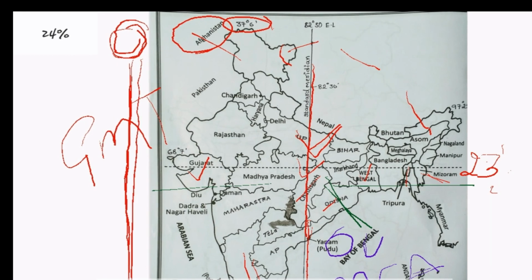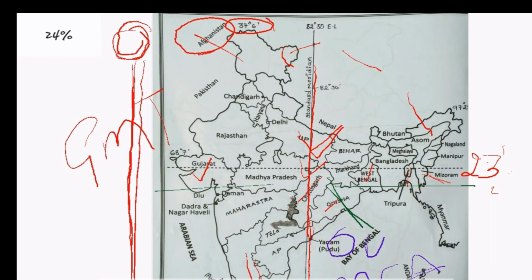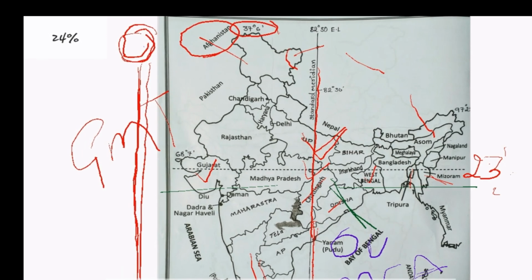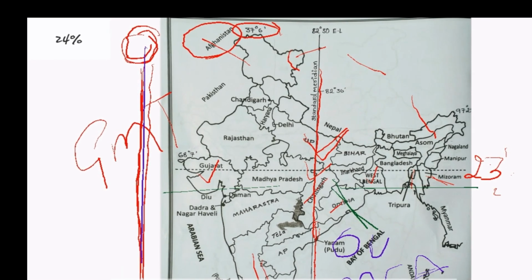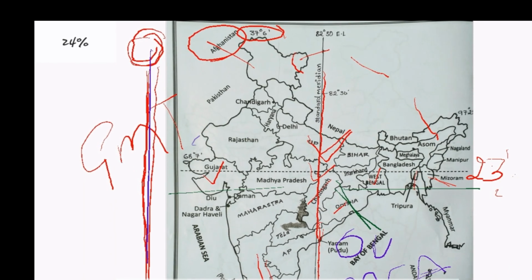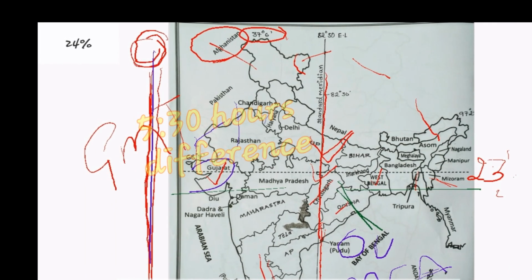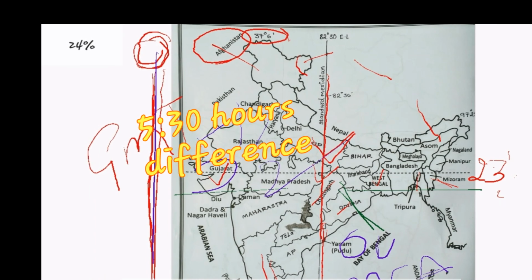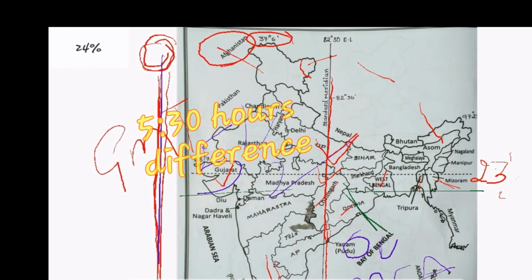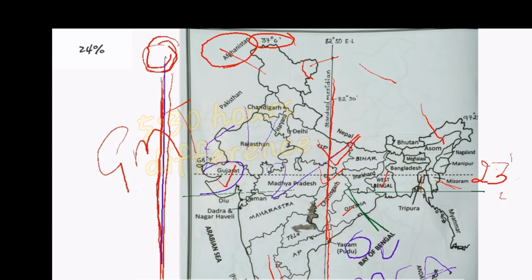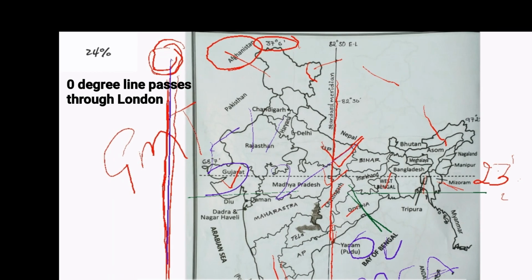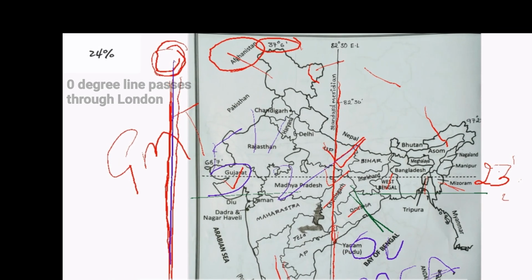So here there is a 5.5 hours difference between the 0 degree longitude and the 82½ degree line. 5.5 hours difference between the 0 degree line and the 82½ degree eastern longitude. So the 0 degree line passes through Greenwich, London, and here the 82½ degree eastern longitude passes through 5 states. Okay.